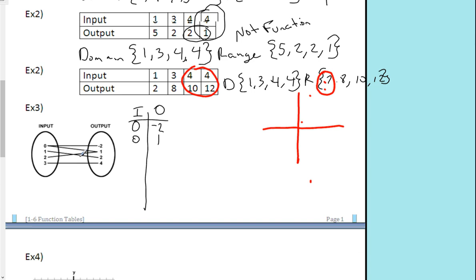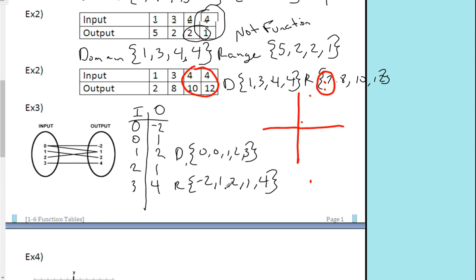Then I put a 1 in and I get a 2 out. Then I put a 2 in and I get a 1 out. Then I put a 3 in and I get a 4 out. There we go. So I make that first. And all I had to do is list my domain and list my range. My domain is 0, 0, 1, 2, 3. My range is -2, 1, 2, 1, 4.